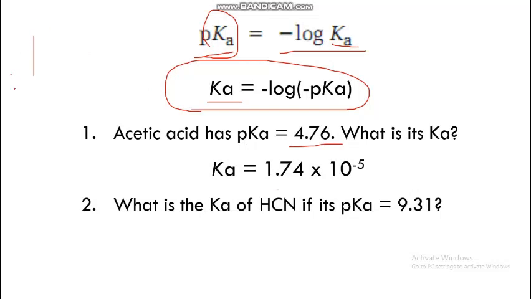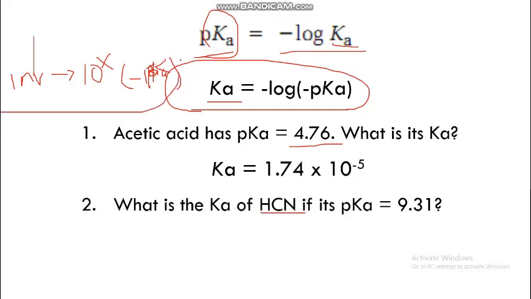Ganito lang. Wait lang. Invert, then 10x ata yun. Ayan, magiganyan siya. Then yun, negative Ka, pKa, pKa. So, ganun lang siya makikita sa calculator or sa phone. So, what is the Ka of HCN if its pKa is 9.31?